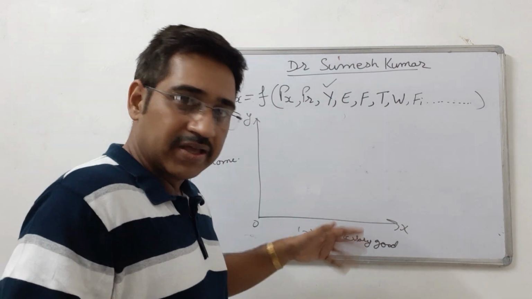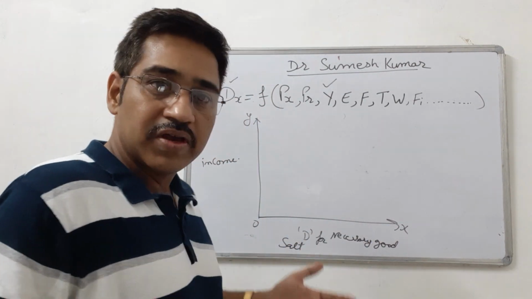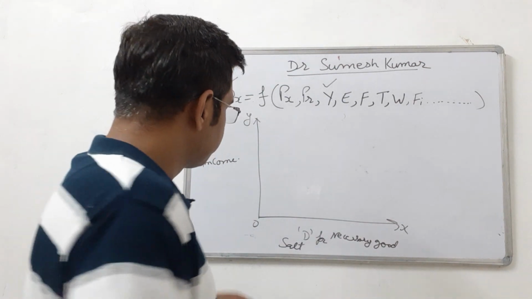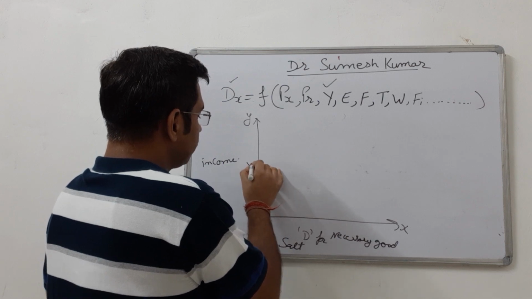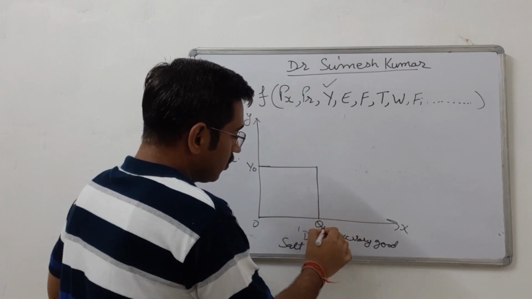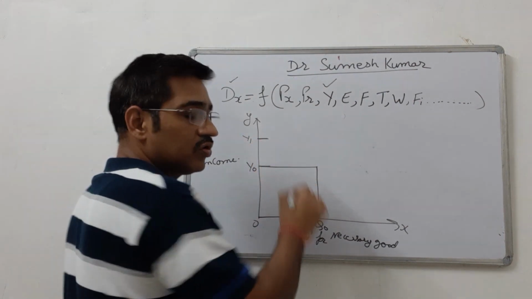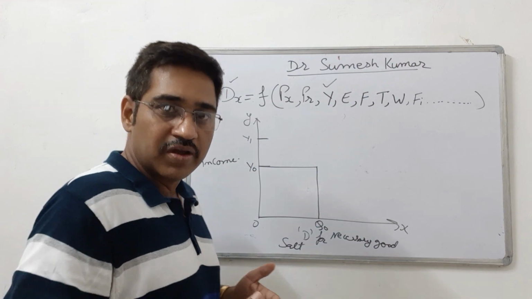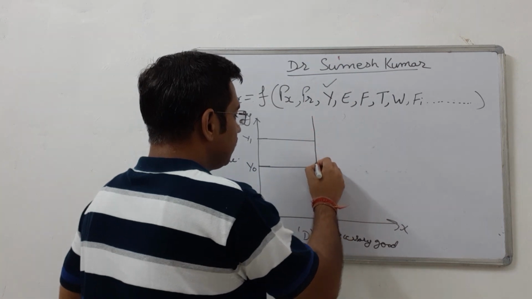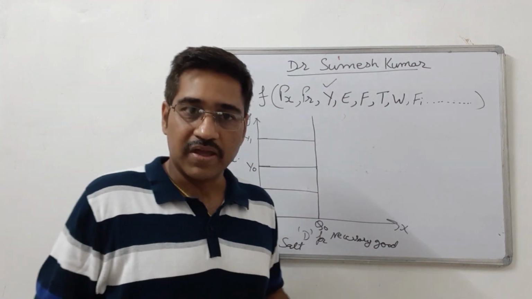We are taking the example of salt. So salt is a necessary commodity. The person may be rich or poor, so salt is used in everybody's kitchen. The initial situation is when income is OY0, demand for salt is OQ0. Suppose income goes up from OY0 to OY1, what would be its effect on the level of demand for salt? It will remain the same. Even when income comes down to OY2, demand for salt will remain the same.